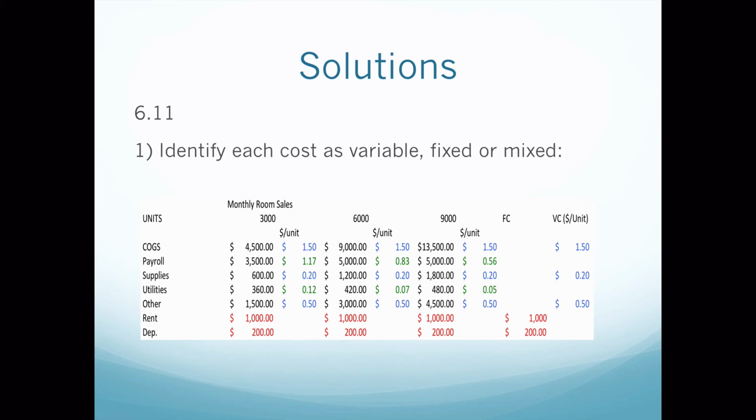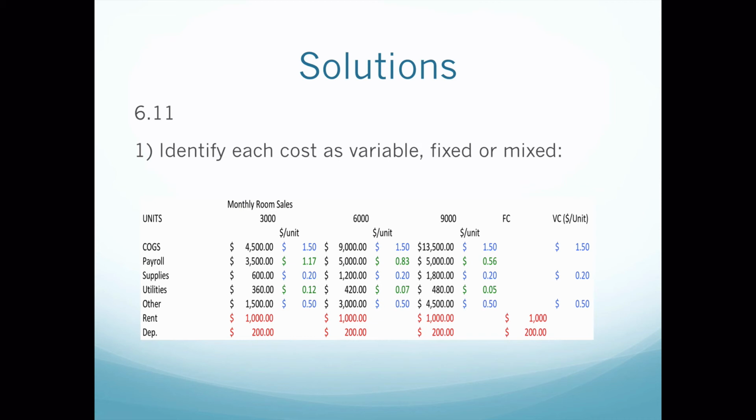So the first thing we need to do is separate each cost into variable, fixed, or mixed. The easiest ones are the fixed costs. Those are the ones that don't change regardless of volume levels. If you look at rent and depreciation, rent's $10,000 across, so I put that under the $10,000 column. And depreciation is $200 regardless of sales volume, so I put that in the 200. And then again, I do my math of dollars over units. And for cost of goods sold, it's $1.50 at 3,000 units, it's $1.50 at 6,000 units, and it's $1.50 at 9,000 units.